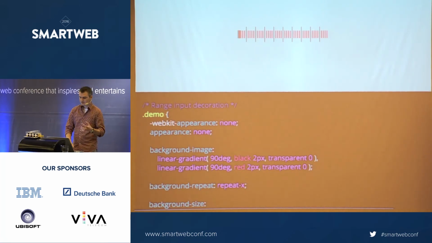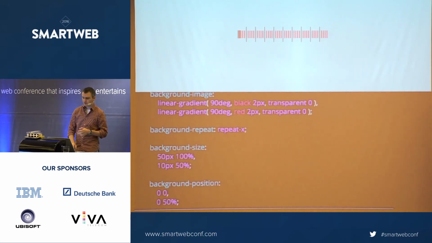And once I disable that, I can use background images. And over here, I have a linear gradient, which is slanted at 90 degrees, so it goes vertical. It's using black for 2 pixels, and then it goes to transparent, and it's using red for 2 pixels and going to transparent. It's going to repeat horizontally, and then I'm going to use the background size to actually offset how many instances of that gradient I actually get there. So doing your math just right, you will get the rounded values on your slider input.